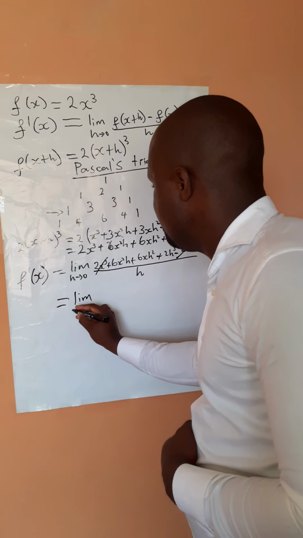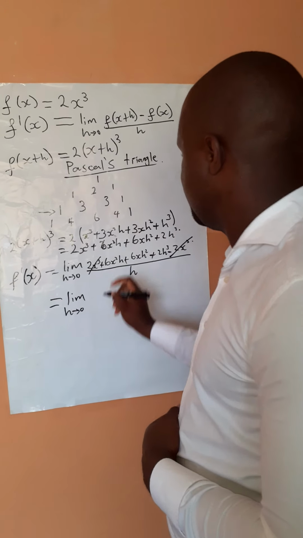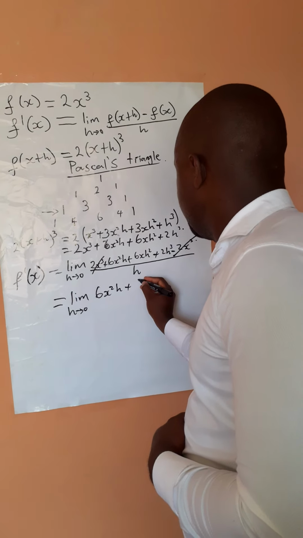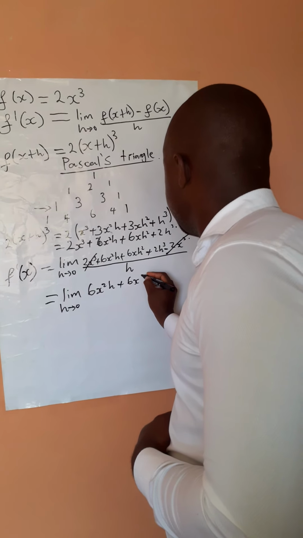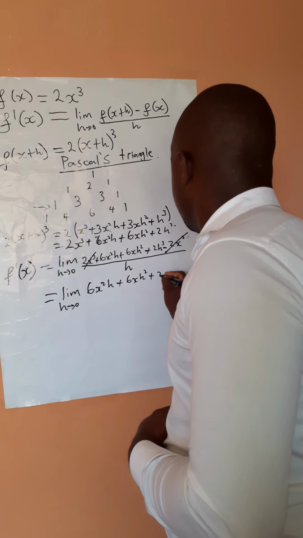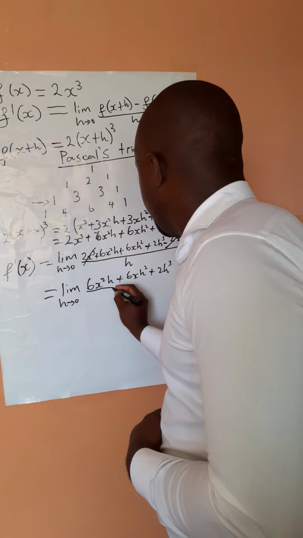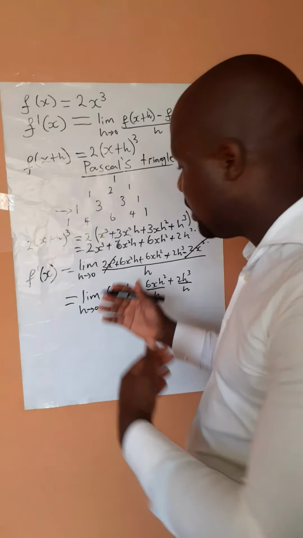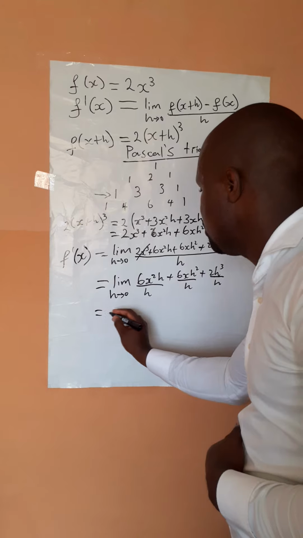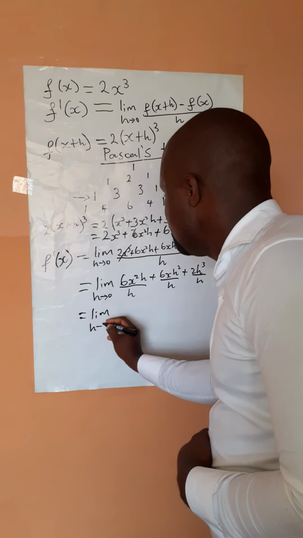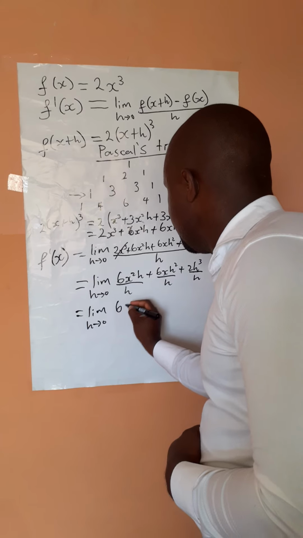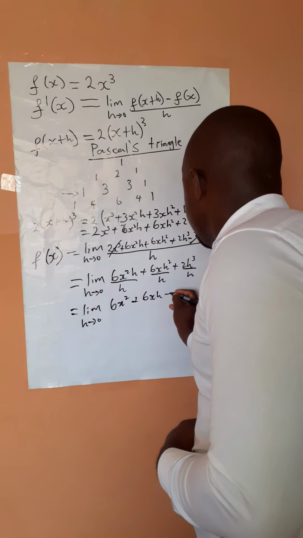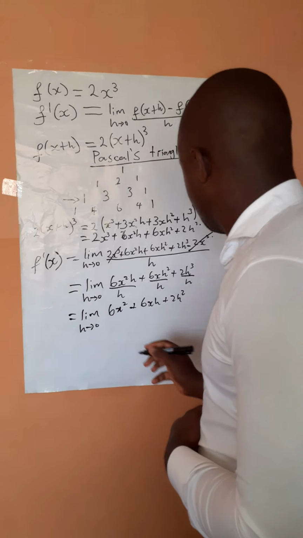The answer here is the limit as h tends to 0. What is left is 6x squared h plus 6x h squared plus 2h to the power 3. You can distribute the h over here, you have your h again, and your h here. We are just playing with the fractions that we have here. So this is equal to the limit as h tends to 0 of 6x squared plus 6x h plus 2h squared.